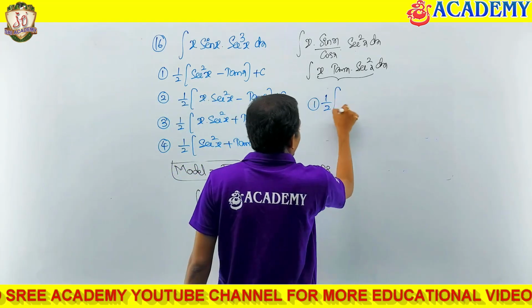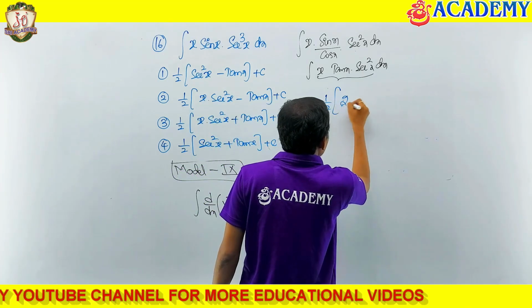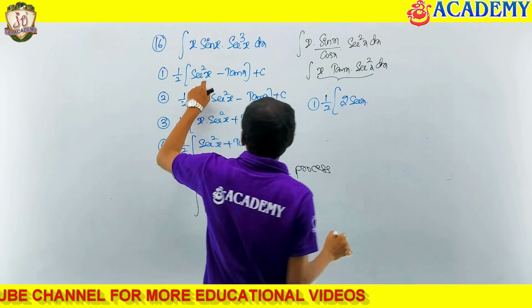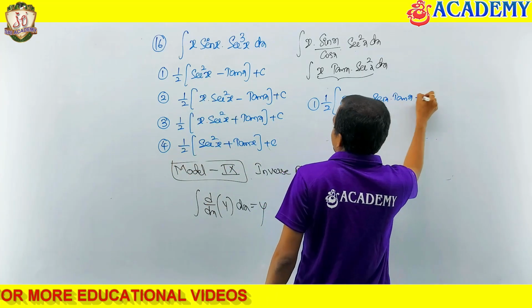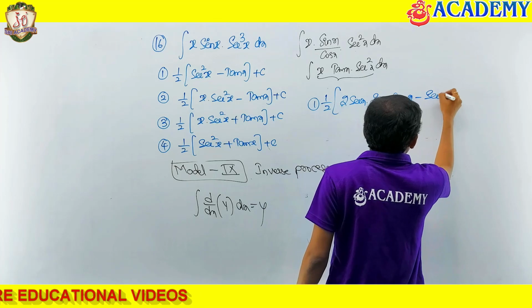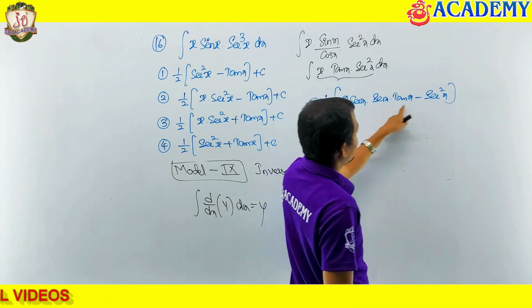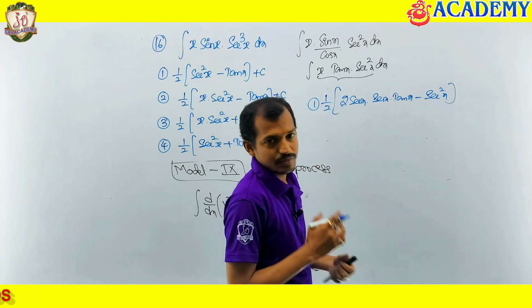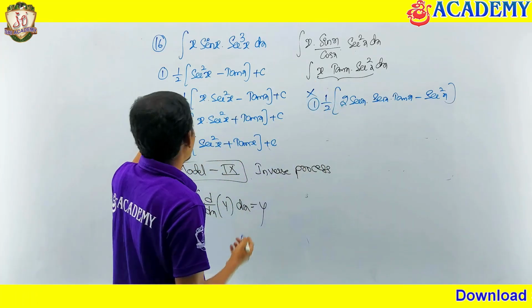Derivative of secant square x: that is 2 secant x into secant x derivative, secant x into tan x, minus tan x derivative secant square x. If I take secant square x common, that is 2 tan x minus 1, but it is not. It should have x, so the first option is not correct. Let me check the second option.